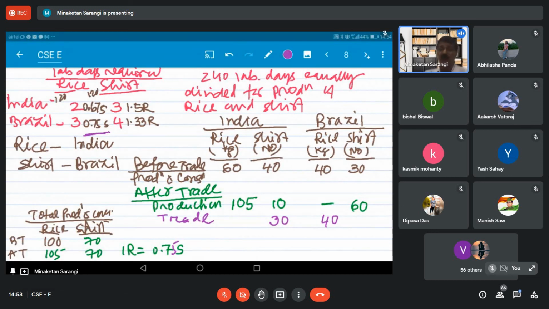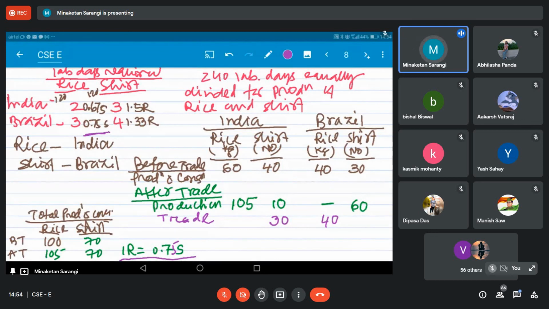We can approach this in so many ways. There is no unique solution for this case. That depends on the rate of exchange you are taking. Initially, we took 1 R equal to 0.7 S. Now we are taking 1 R equal to 0.75 S. We can take 1 R equal to 0.67 S, 0.68, 0.69, any number between 0.67 and 0.75.